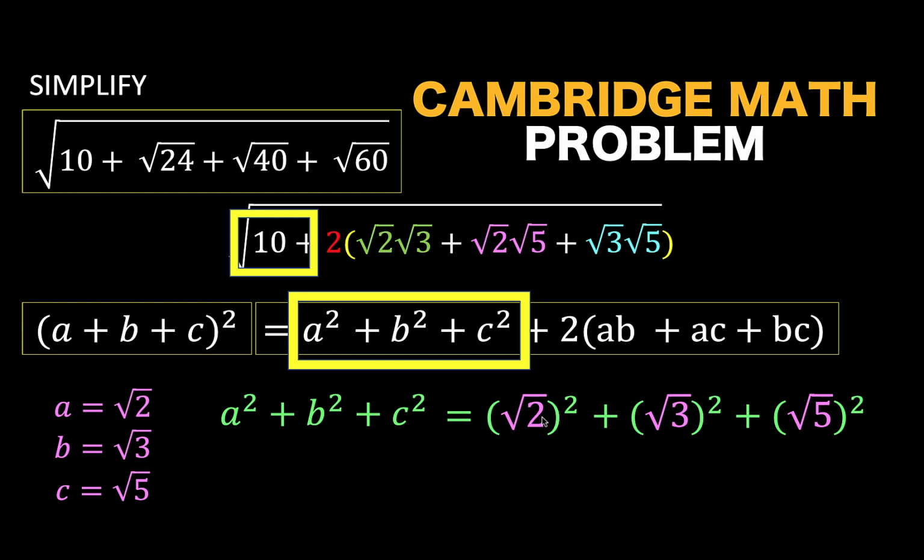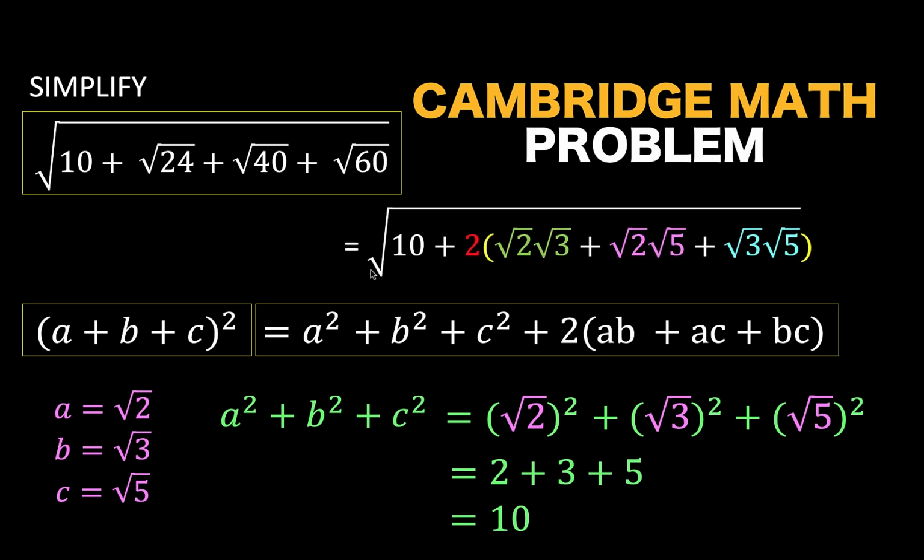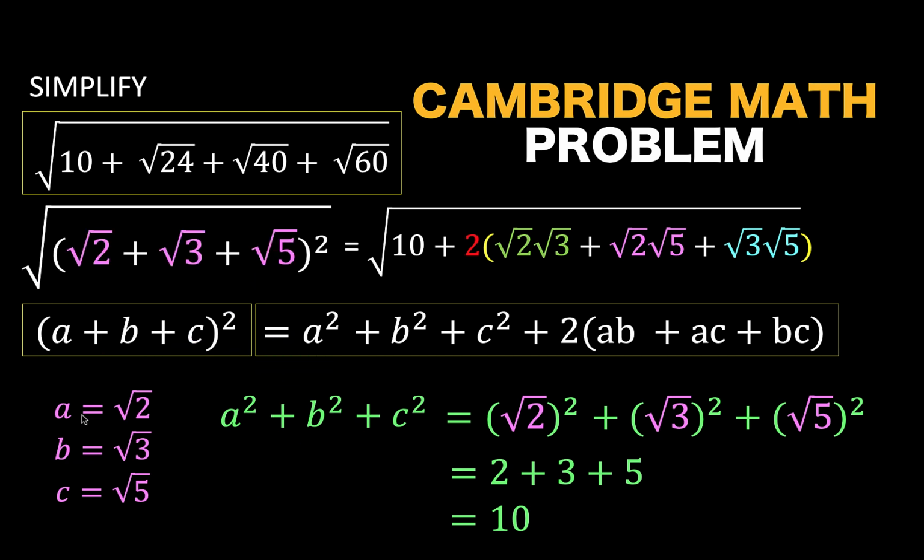And squaring square root of 2, we get 2. The square of square root of 3 is 3, and the square of square root of 5 is 5. And 2 plus 3 plus 5 is equal to 10. Notice now that a squared plus b squared plus c squared is indeed equal to 10. So this box part here equals that box part on top. So we now therefore say that this radical expression at the right is equal in form to the square of the quantity a plus b plus c, where a is equal to square root of 2, b is equal to square root of 3, and c is equal to square root of 5.